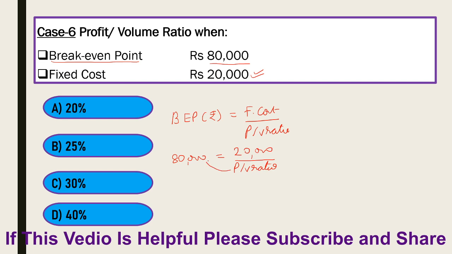When we transfer this here and 80,000 in denominator, we get profit volume ratio equals 20,000 divided by 80,000, and PV ratio is always in percentage, so we multiply the numerator with 100. So our profit volume ratio here, in case 6 where break even point and fixed cost are given, is 25%, which is option number B.